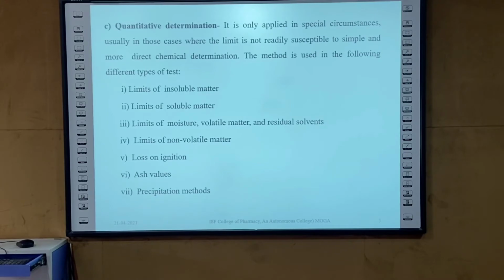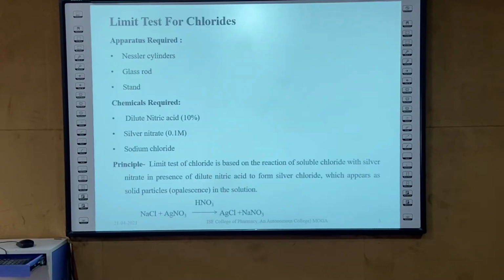The method is used in the following different types of tests, and those are: the first is limits of insoluble matters, the second is for the determination of limits of soluble matter, the third is for the limits of moisture, volatile matter and residual solvents. Next is for limits of non-volatile matter. The fifth is to determine the loss on ignition. The next is to determine the ash value, and the last one is to determine the precipitation methods.